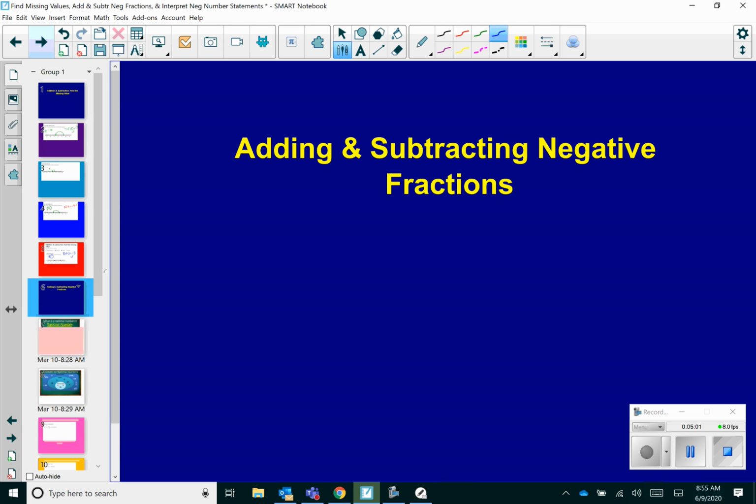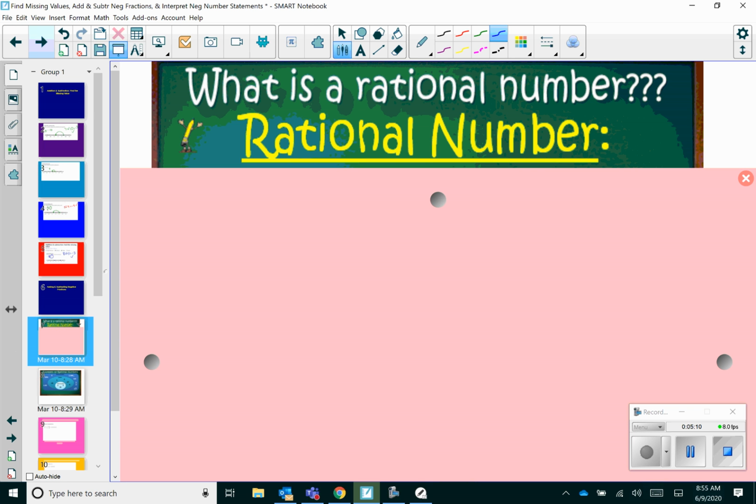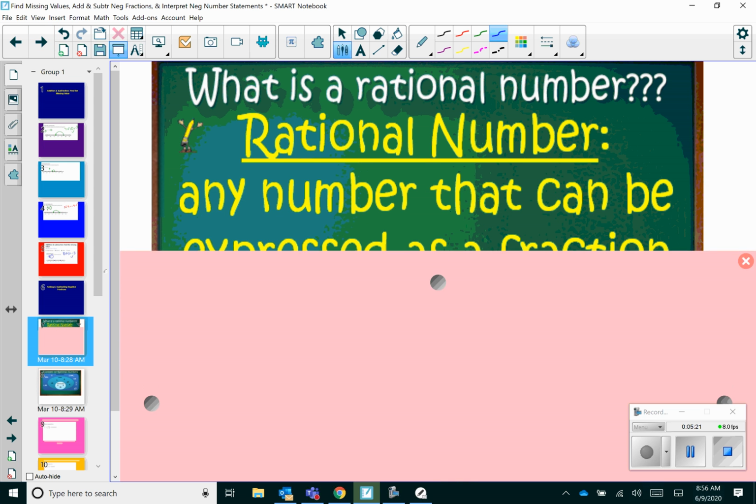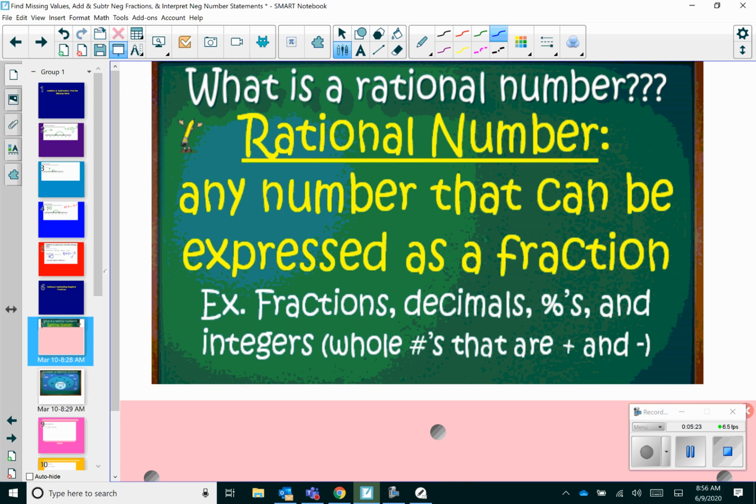Okay, moving along to adding and subtracting negative fractions. I think it's important that we talk about some vocabulary before we get into this. So far, we've been dealing with just integers, which, as you can recall, are whole numbers and their opposites on the negative side. Rational numbers are also fractions, decimals, and percentages. A rational number is any number that can be expressed as a fraction. So we're basically moving on from integers to rational numbers now.